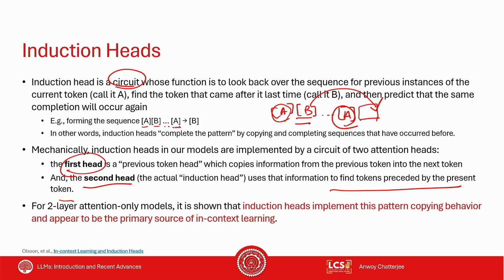They found this, at least in the 2-layer attention-only modules. A typical way of doing mechanistic interpretability is starting with toy models. You play around with toy models, find some phenomena, and look at whether it works for large-scale models or not. This is again from the Anthropic team. What they find is that induction heads implement such a pattern-copying behavior.